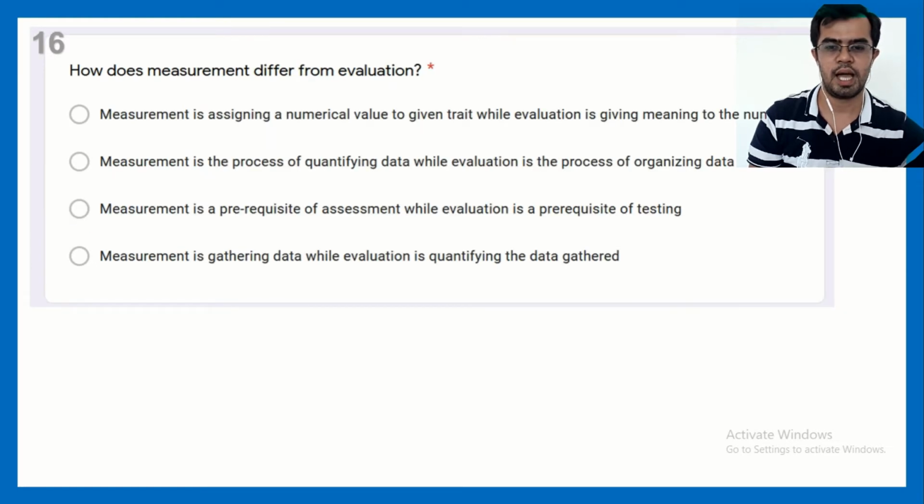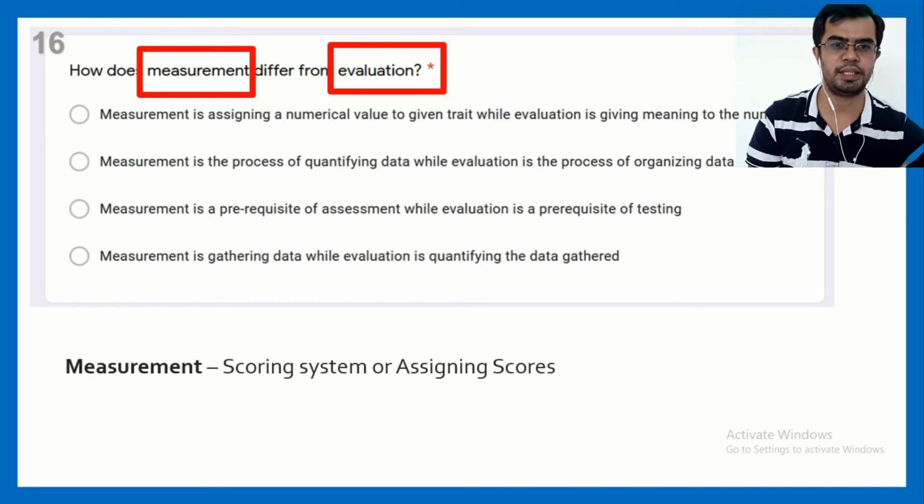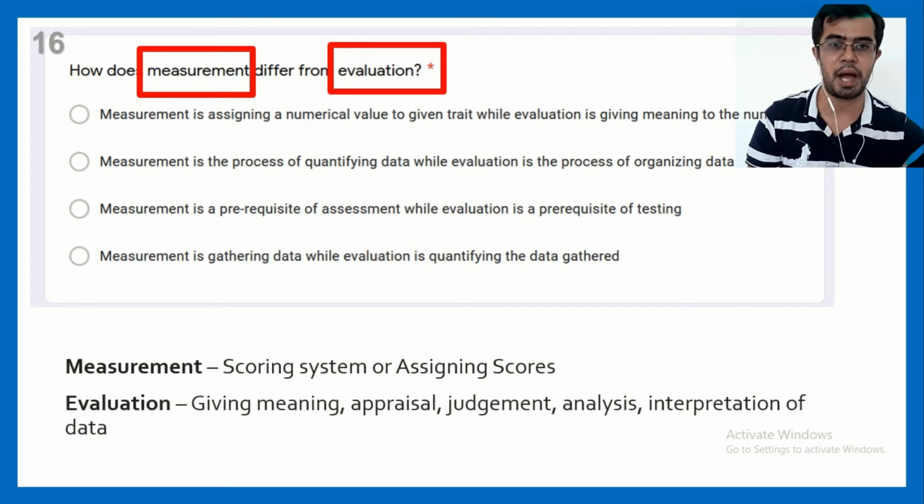Number 16. How does measurement differ from evaluation? So, our keywords are measurement and evaluation. Let us remember the definition of measurement, which refers to scoring system or assigning scores. And evaluation is giving meaning, appraisal, judgment, analysis, and interpretation of data. Based on the options, the correct answer is letter A, which is measurement is assigning numerical value to given trait, while evaluation is giving meaning to the numerical data.